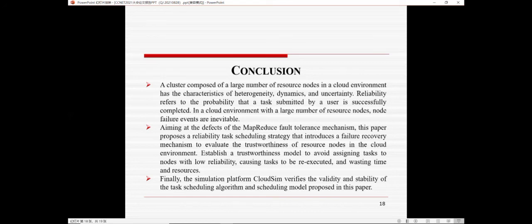Finally, we use the simulation platform CloudSim to verify the validity and stability of the task scheduling algorithm and the scheduling model proposed in this paper.